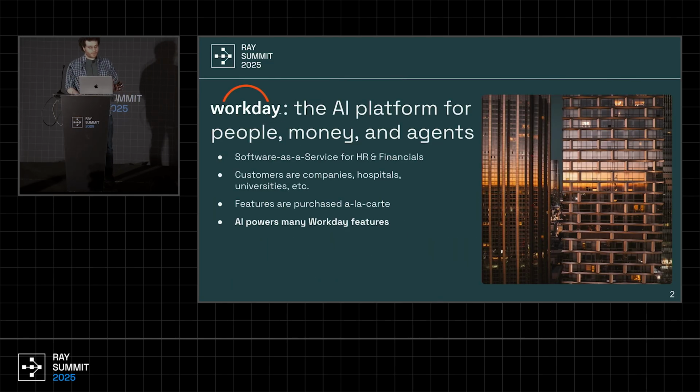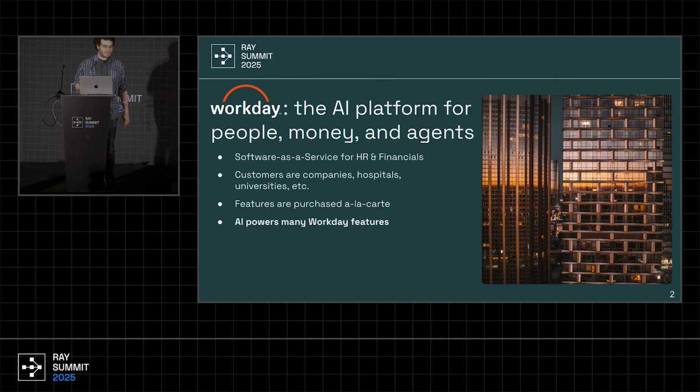So a little bit about Workday. Workday is the AI platform for people, money, and agents, a software as a service company for HR and financials. Our customers are things like companies, hospitals, universities, not individual people, right? It's business to business. And those companies purchase features from Workday a la carte, right?